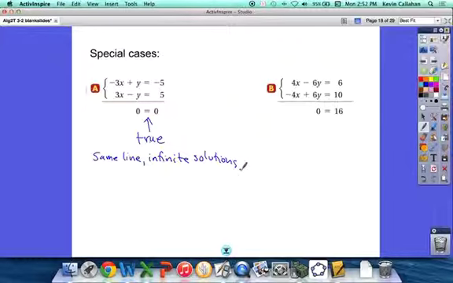Sometimes the way it'll be stated, it'll say no unique solution. It's a unique solution if it's just one point, right? If it's infinitely many points that make up those lines, then it's not a unique solution, right?